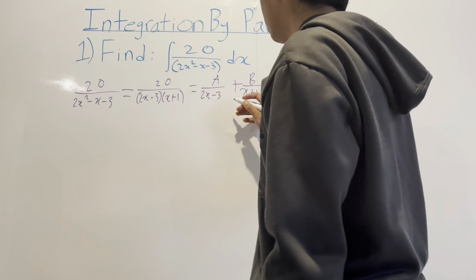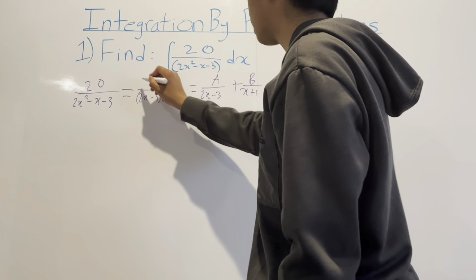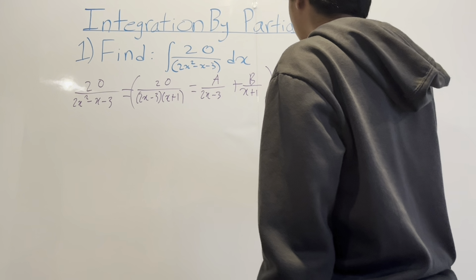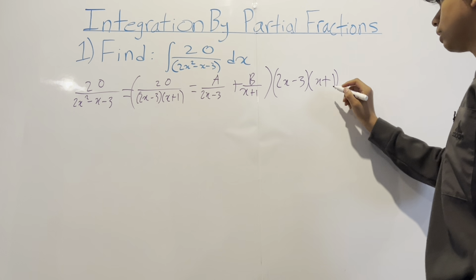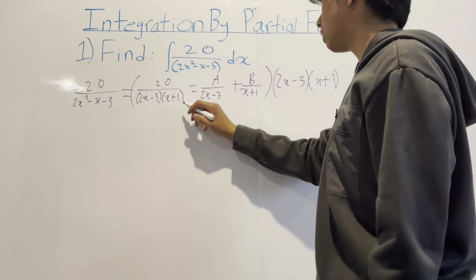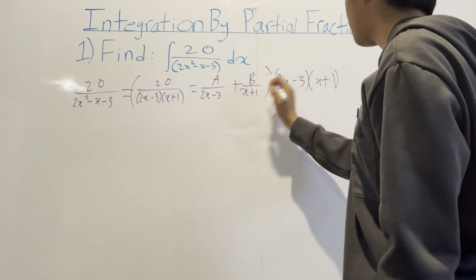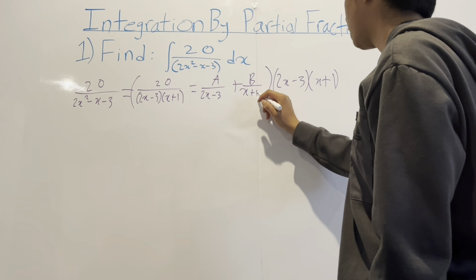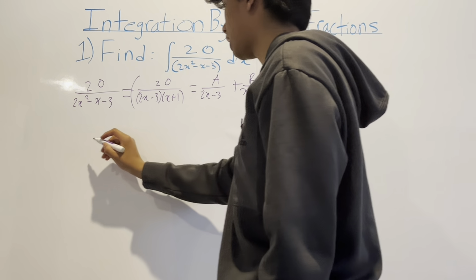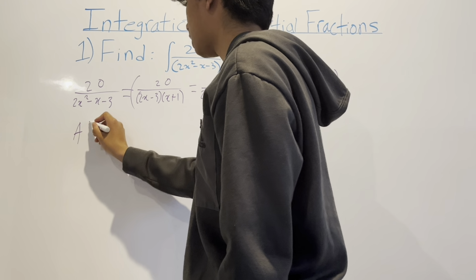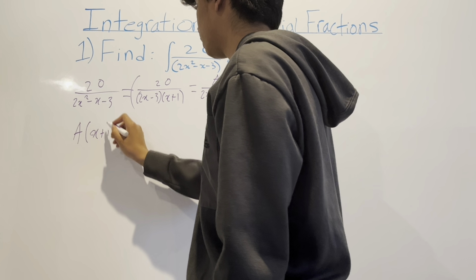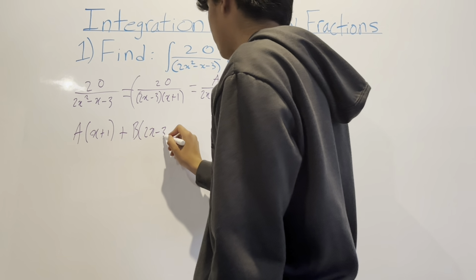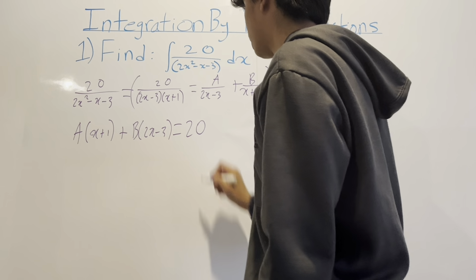And now what we can do is multiply the whole thing by (2x minus 3) times (x plus 1), like this. And then this denominator will cancel off, and each respective factor here will cancel off. So the 2x minus 3 will cancel off, and x plus 1 will cancel off. So I'll show you what that looks like. So now A times (x plus 1) plus B times (2x minus 3) is equal to 20.